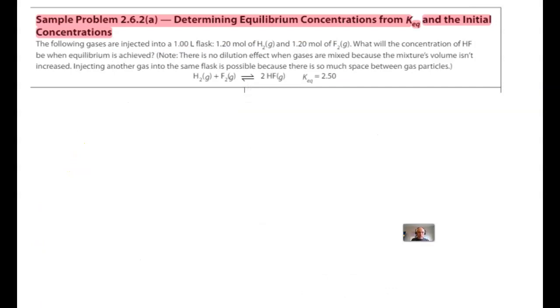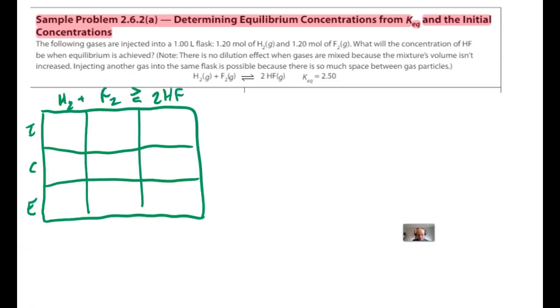So same thing as last time. We're going to set up an ICE table first for this system, giving each of the substances its own row and writing the reaction above so we can keep track of what's what. Notice these are all gases. None of them are solids or liquids, so they will all have a column and they will all show up in the Keq expression.